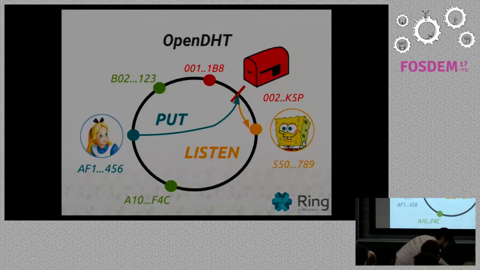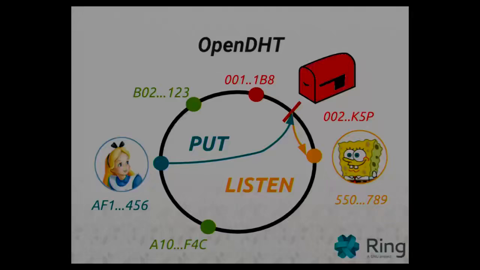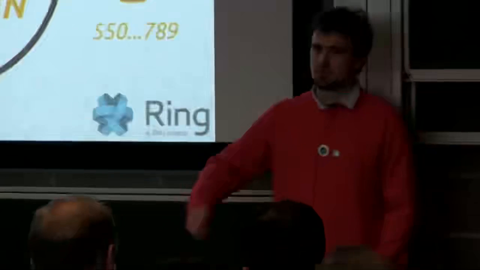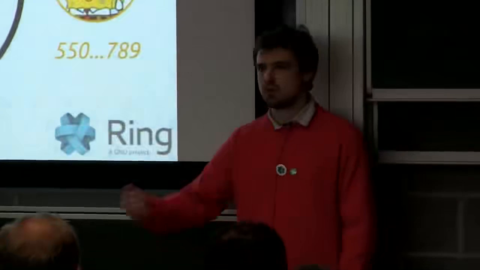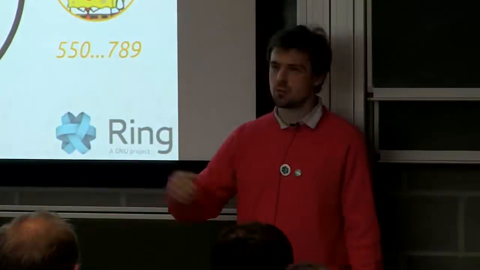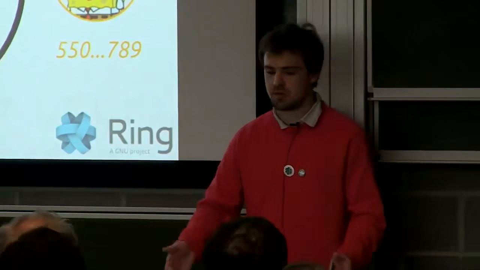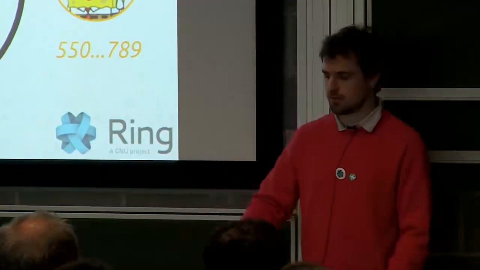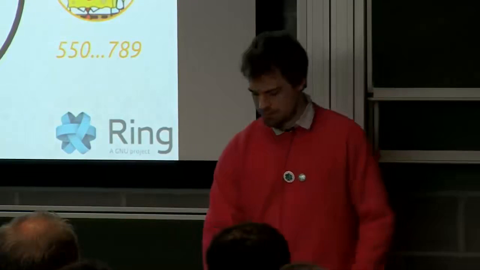Compared to the DHT used in BitTorrent, in Ring we implemented a new feature here called Listen. So you can ask other nodes to be informed of a change of value at some given hash. So when you are called for an incoming call, for instance, you won't have to do some kind of polling every second. You will receive a network packet from other nodes saying, oh, there's a new value, and then you will see, oh, it's someone trying to call me.